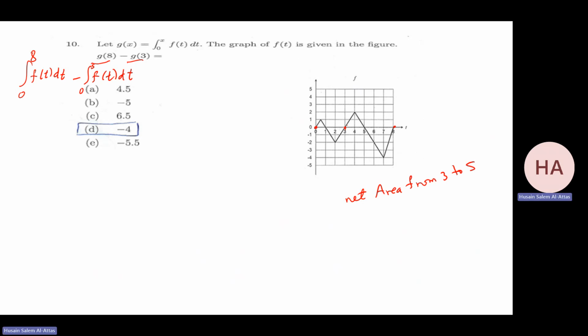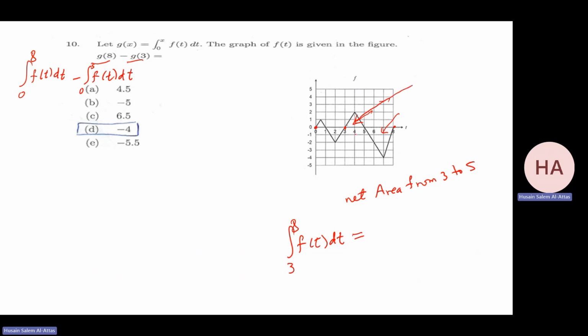Okay, so it means I need only the integral from 3 to 8. I want 0 to 8 minus 0 to 3. So I need the integral from 3 to 8 of f(t) dt. And that will be what? This area minus this area. So what is this area?